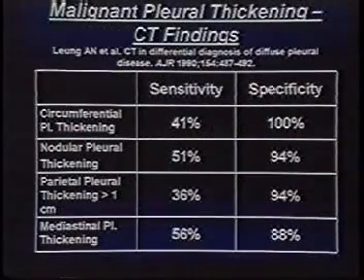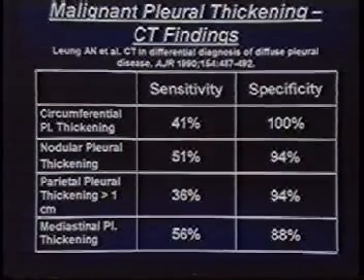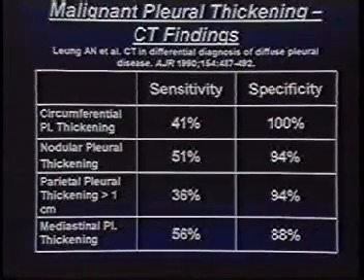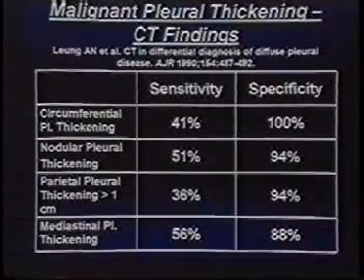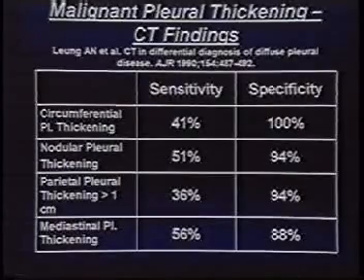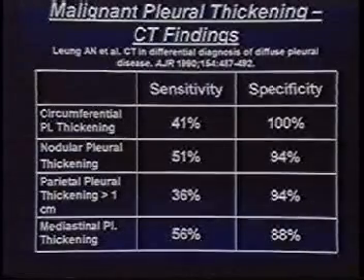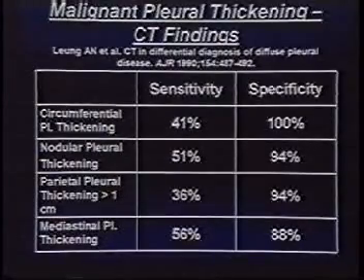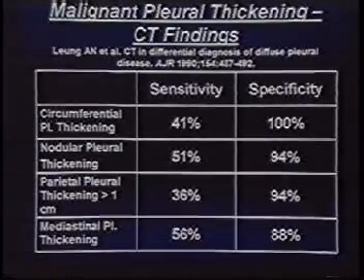Liang et al. did a study evaluating the significance of CT for determining a pleural thickening as malignant, and they focused on 4 particular features: circumferential, nodular, and mediastinal pleural thickening, and parietal pleural thickening exceeding 1 centimeter. All of these 4 features were found to have very high specificity for indication of a malignant pleural thickening, most notably circumferential pleural thickening, which has 100% specificity. And taken together, these have an overall accuracy of 75%.